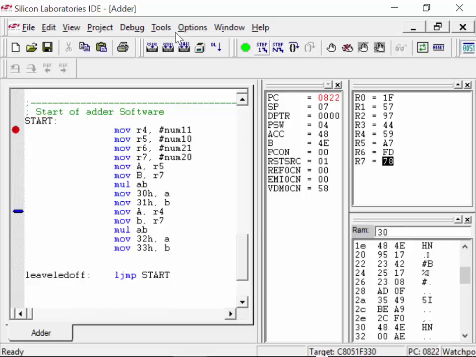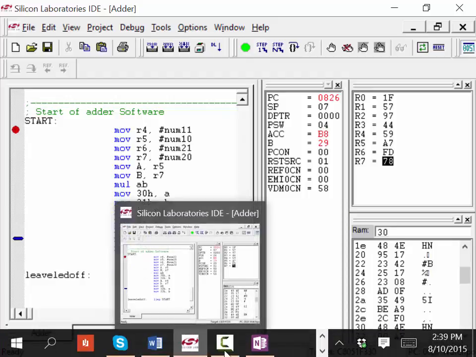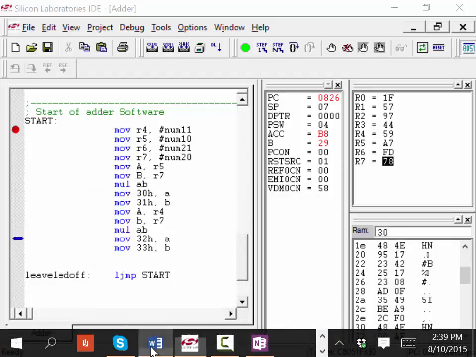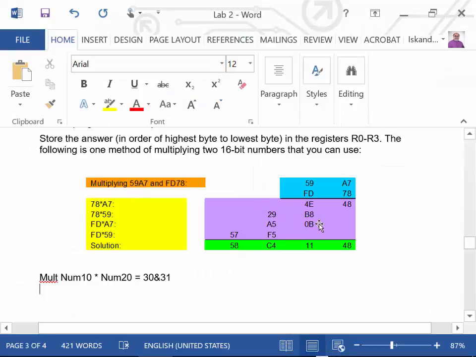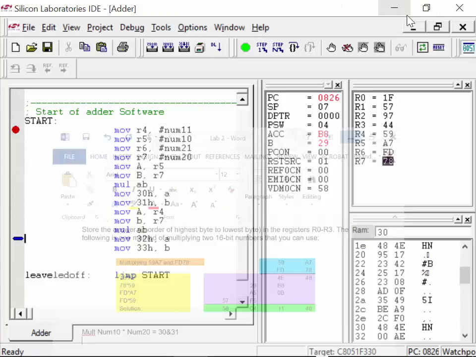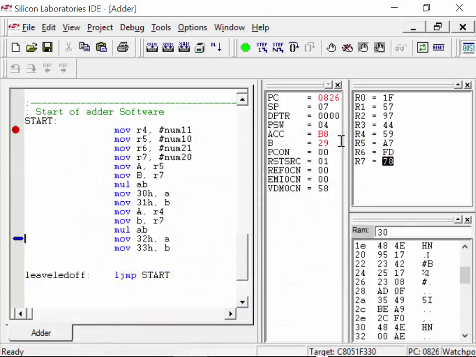I store those two. Those are still the same. Now I'm going to move R4 to A. There's our 59. There's our 78. We multiply the two. Again, our result should be 29B8. And we got 29B8. See that right there?